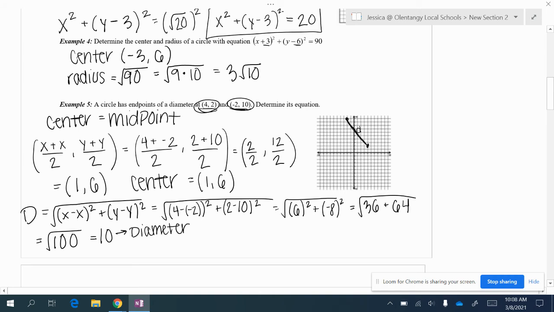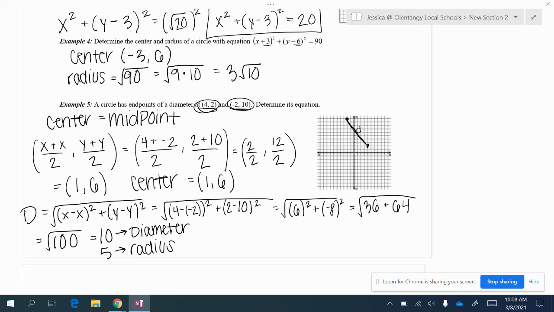So to find the radius, cut it in half. So 5 would be our radius. Once again, diameter goes straight through the center all the way across the circle, and our radius starts at the center and goes halfway across. So that's why our radius here would be 5.